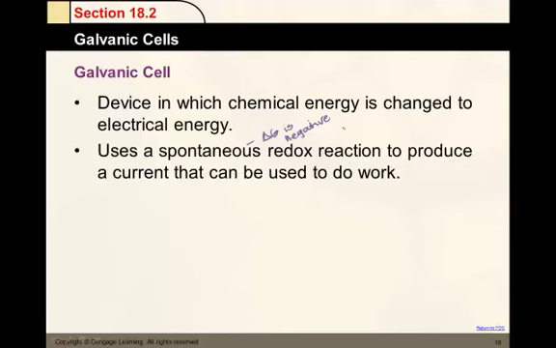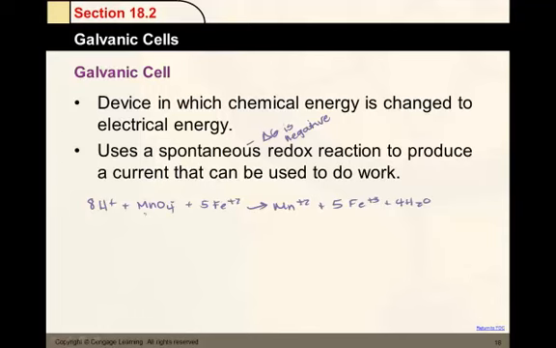Think of an earlier reaction we did where we had 8 H+, MnO4 negative, and 5 Fe2+ producing Mn2+, 5 Fe3+, and 4 waters. And I think we balanced this one using the method of half reactions.